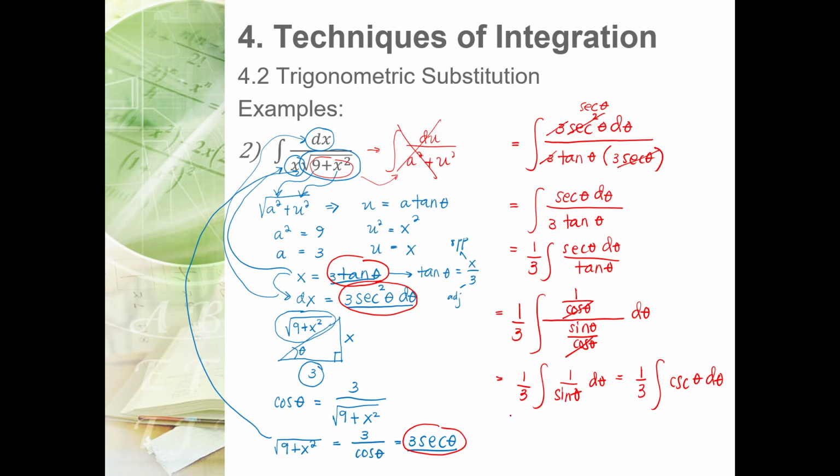Okay, so for the answer for this one, if you don't know the integral, the integral is negative, right? Negative, correct? So let's try to verify.